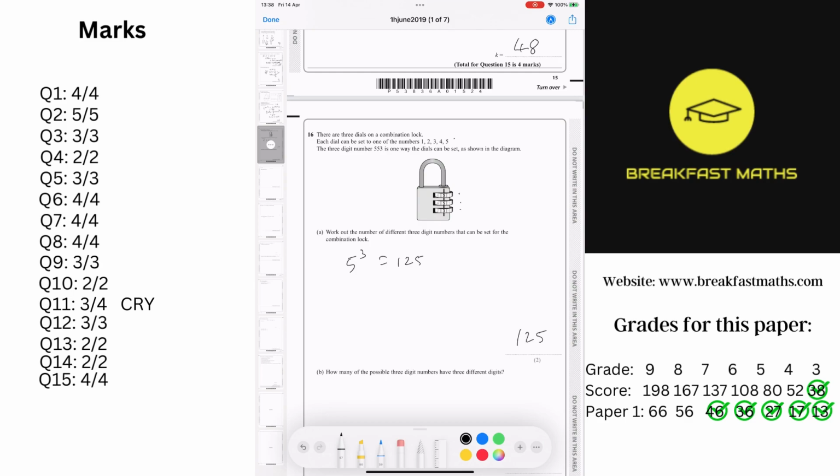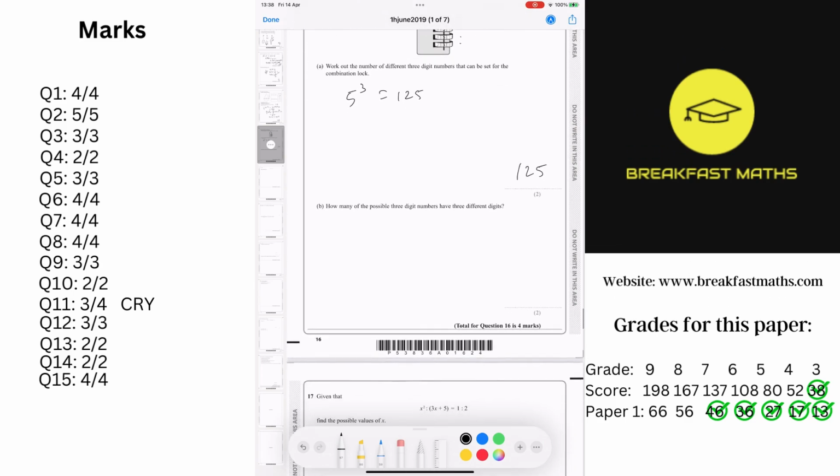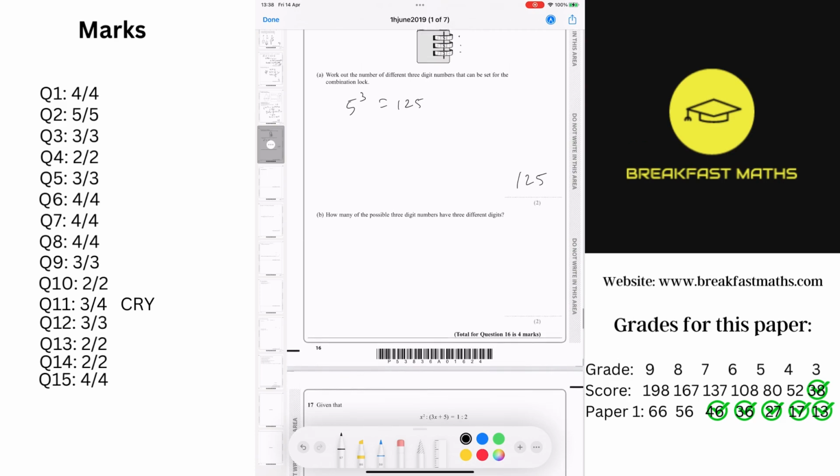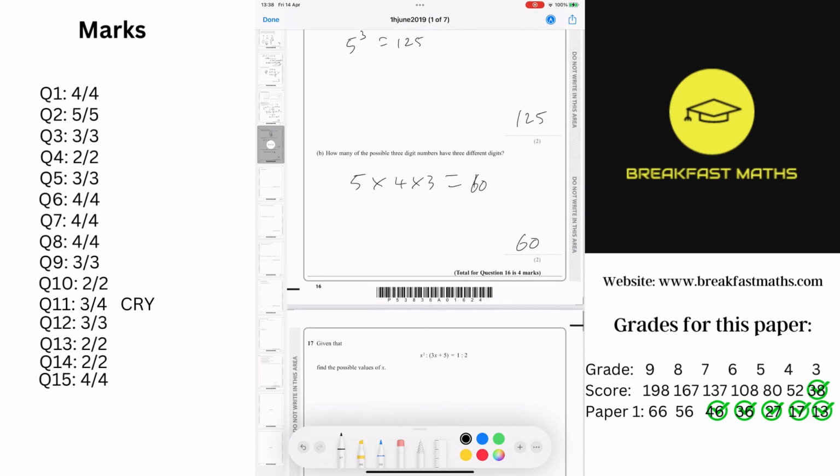How many possibilities? 3-digit numbers have 3 different digits. Well, let's think. How many possible 3-digit numbers have 3 different digits? Okay, so this can be a probability. So the first one could have 5 different possibilities. Then if we've used that number, we can only have 4 after that, and then 3 because the other 2 numbers have been used. So this here would be 60. There we go. Or 20 times 3.